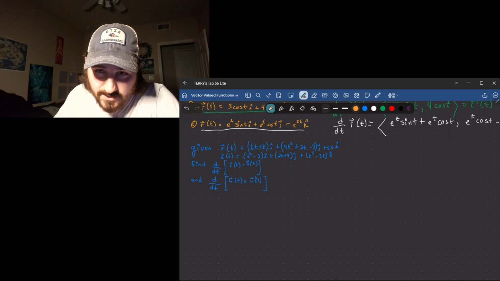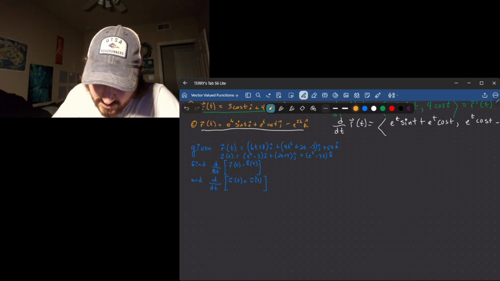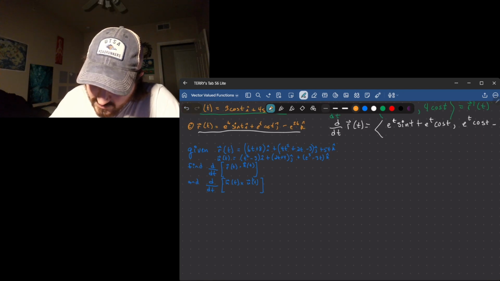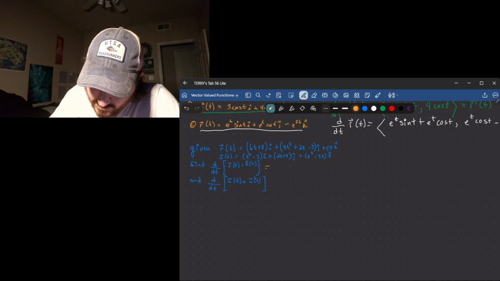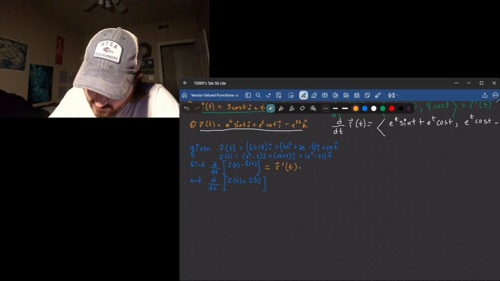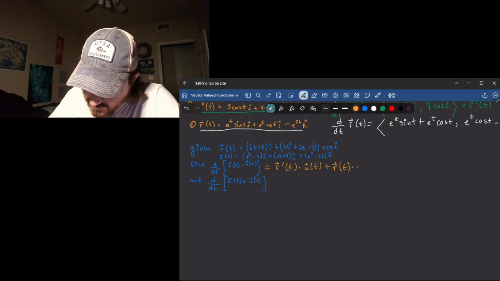So this one's going to get a little tricky pretty quick. So we're going to start by taking the derivative of the dot product of both of these. So what we remember is that the derivative of the dot product is equal to the product rule. So we know we need to do r prime of t dot u of t plus r of t dot u prime of t.